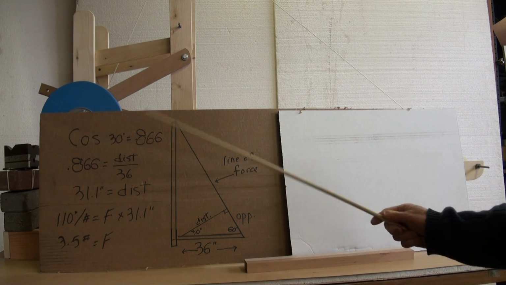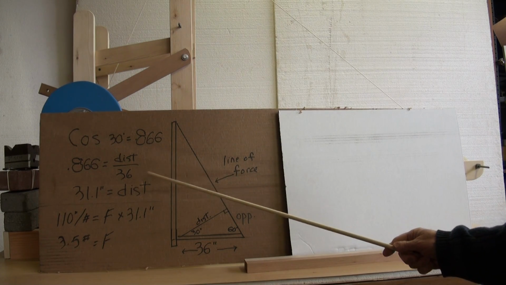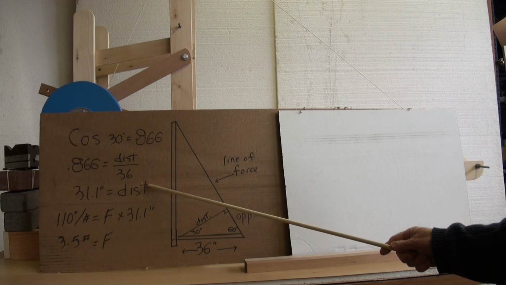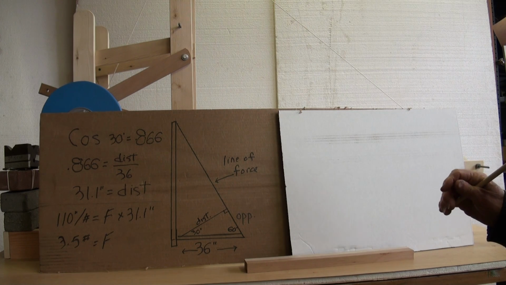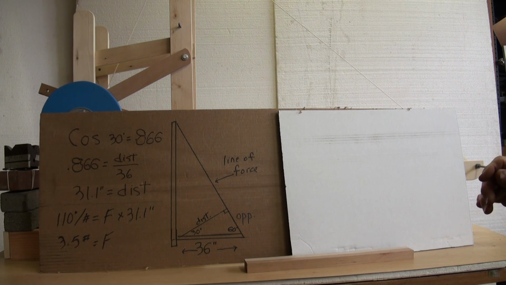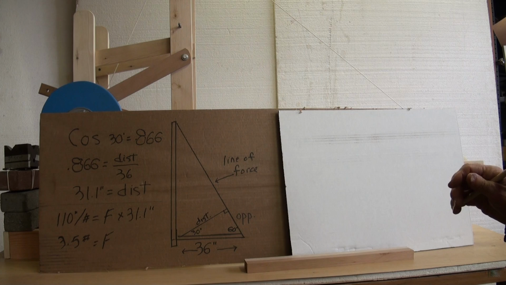So here's our formula. Pretty straightforward. We find the distance, 31.1 inches. Now remember, the torque pulling down on the deck has to be equal to the torque pulling up, because they cancel each other out, and the deck is not moving, it's static.